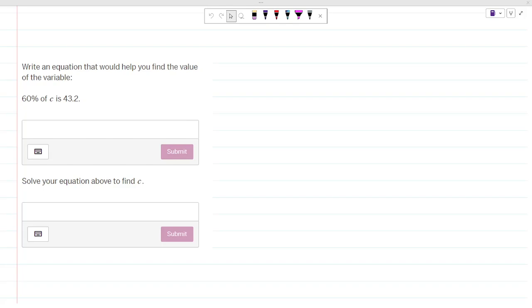It says write an equation that would help you find the value of the variable. It gives us that 60% of C is 43.2. So remember those previous problems we did where we were finding 60% of a number? We know that 60%, that can be like 60 over 100.